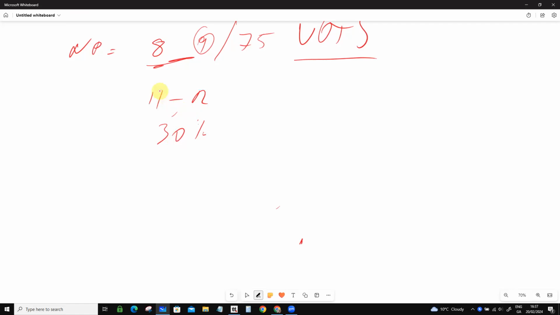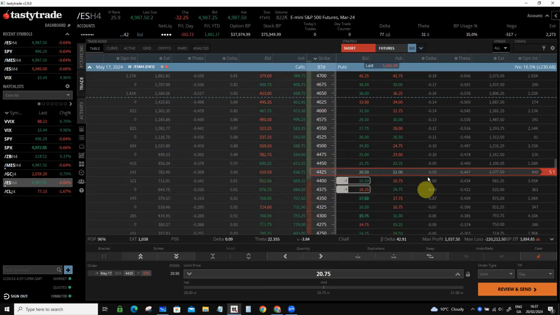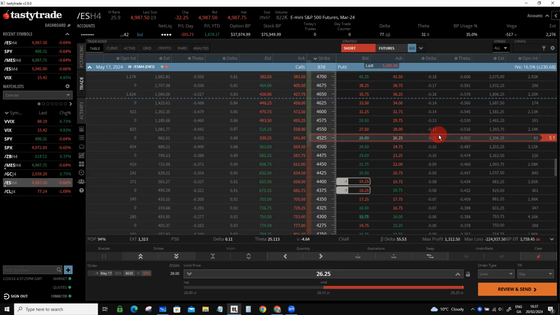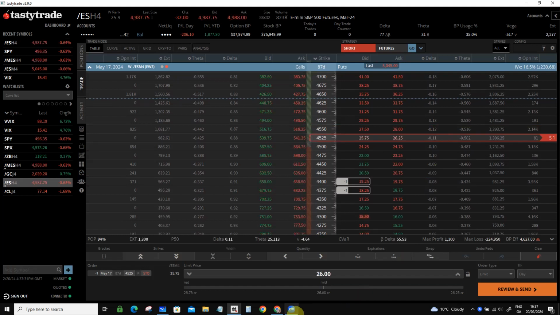So if you take a look here at the platform, just as an example, and we go to 8 delta, let's round it. It's around 1,000 bucks that we collect in premium at 8 delta. Then if you go to 11 to 12 delta, we're talking about 1,300. It could be a little bit higher, but 30% more on average. Doesn't have to be exact.